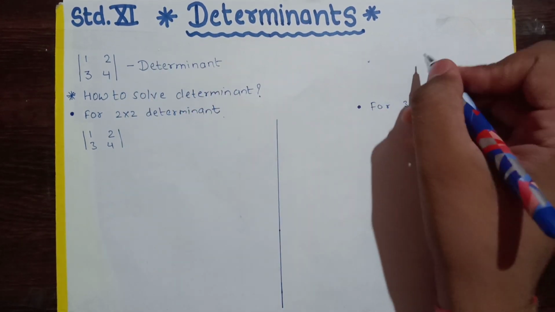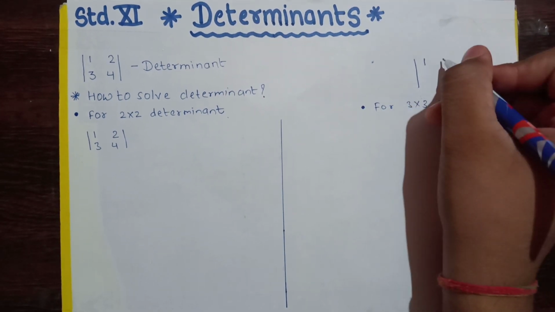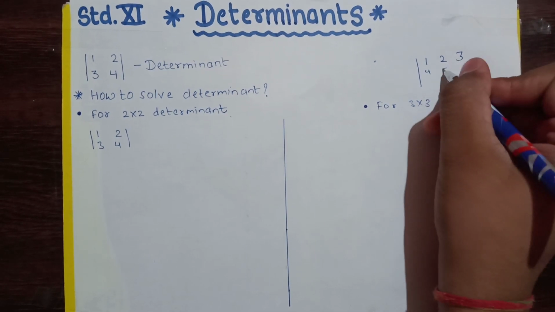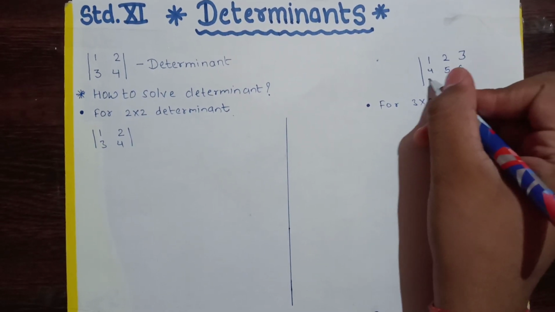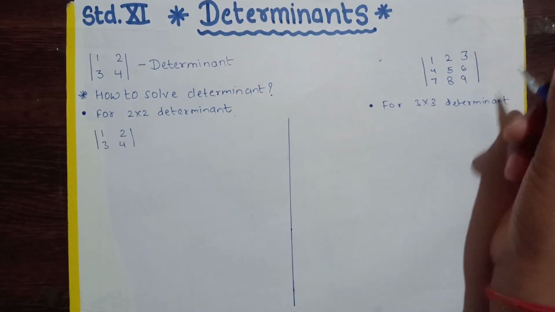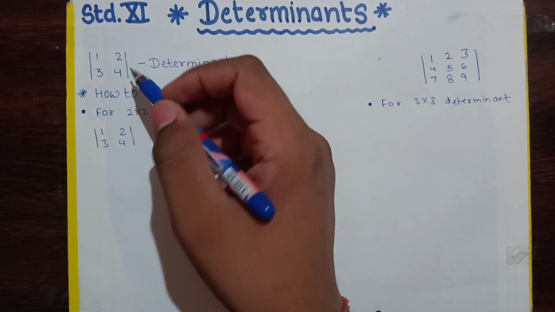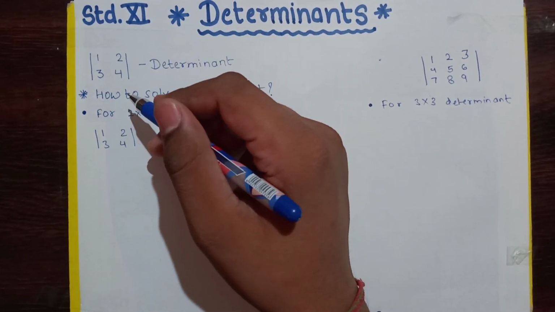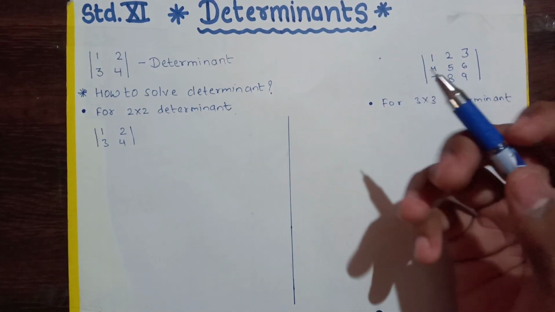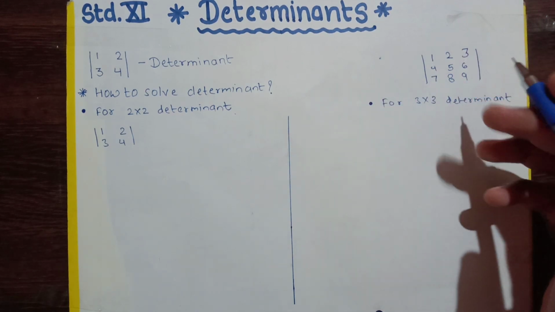I'll draw here one more determinant. It will be an example of 3 into 3 determinant. In 3 into 3 determinants we have 3 rows and 3 columns. As you can see here, I have drawn an example of 3 into 3 determinant. This is a 3 into 3 determinant and this is a 2 into 2 determinant. This one you would have learnt in the lower standards, and this one and another which is 4 into 4 determinant you will learn in coming standards, that is 12th standard.